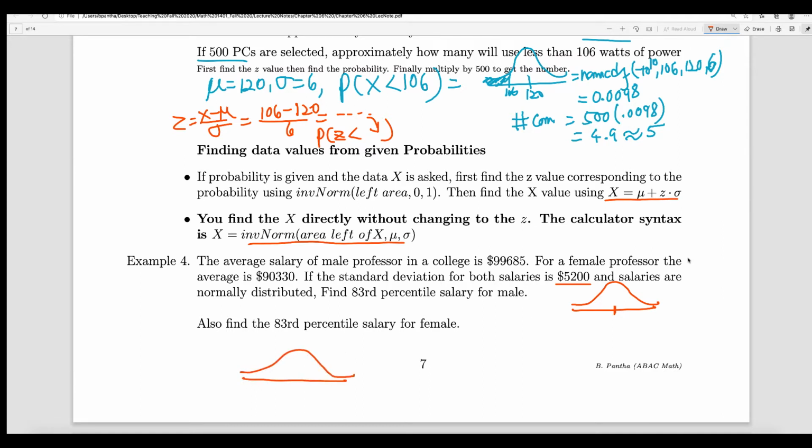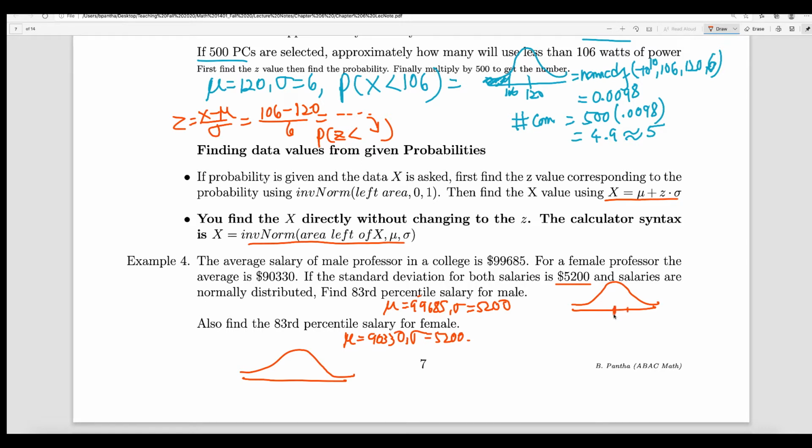So for male, what is the mean? For male, the mean is 99685. What is the standard deviation? Sigma is 5200. For female, the mean is given as 90330. Sigma is the same, 5200. So the question asks, what is the value of X that is bigger than 83% of the salaries?